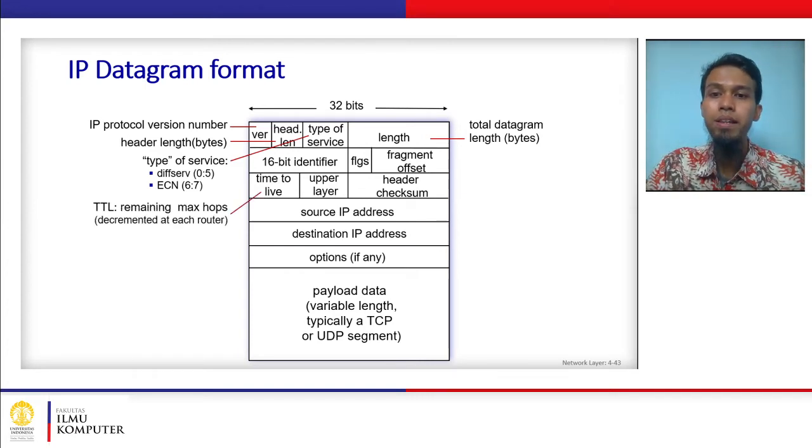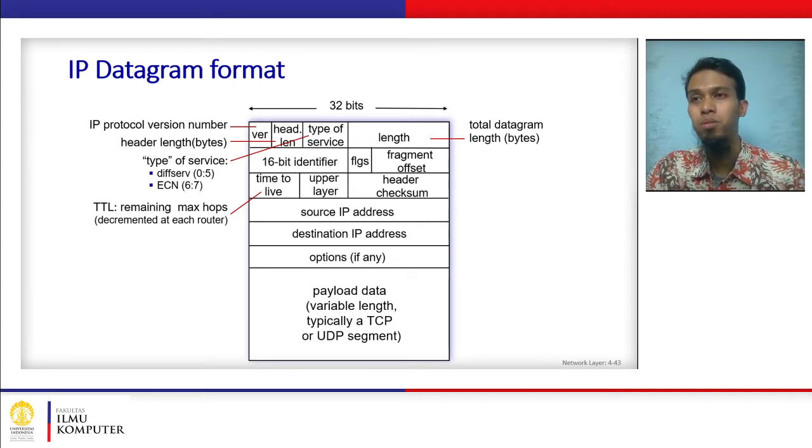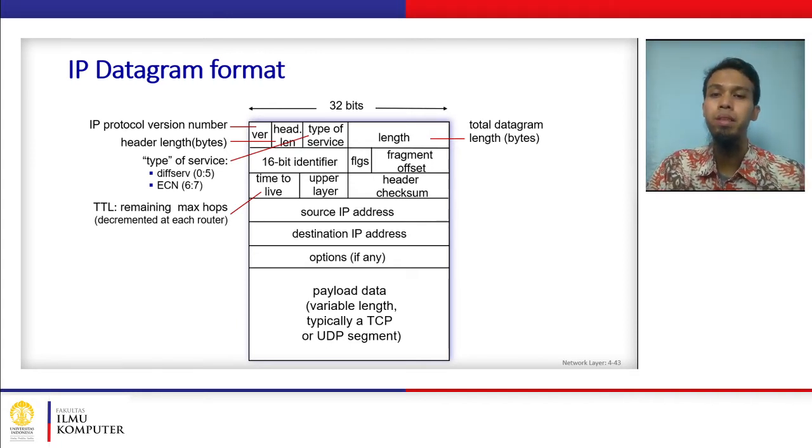Then there's TTL, time to live, which is decremented at every hop. Every time a packet or datagram arrives at a router, this TTL will be decremented. This aims to avoid any infinite loop in the routing.